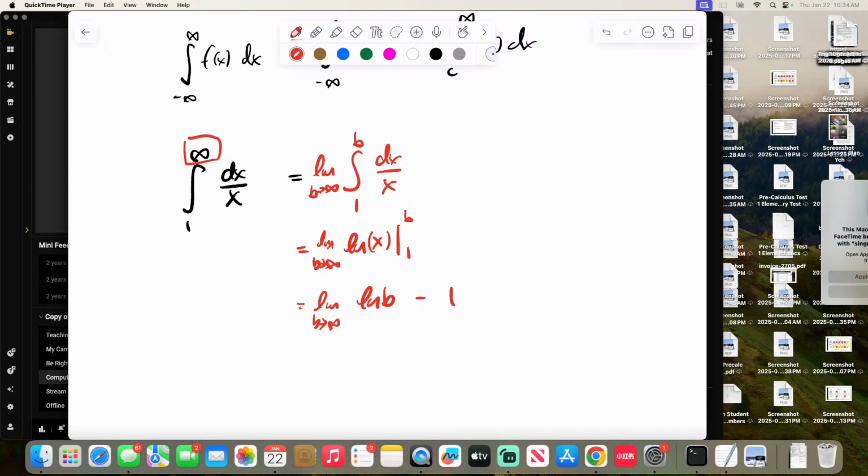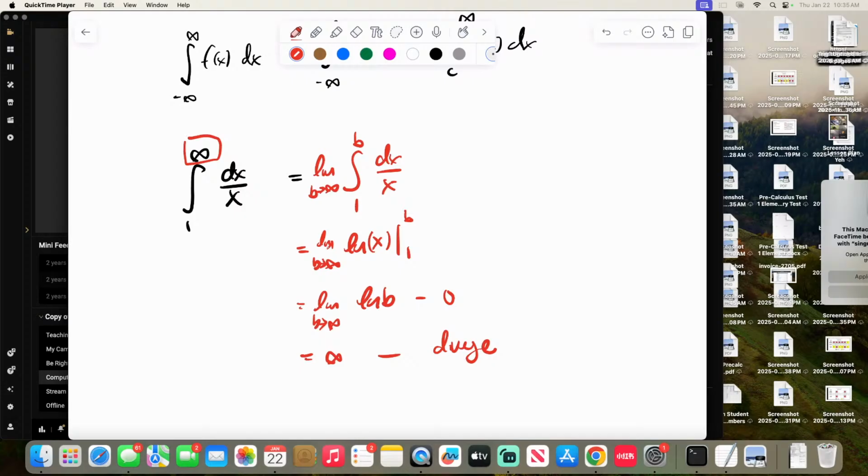What's ln of infinity? Good question. Well, if you have a really large number and you take ln, it doesn't matter. It's still infinity, right? Isn't ln of 1 zero? Oh, ln of 1, yeah. So this one diverges, because going to infinity is divergence.